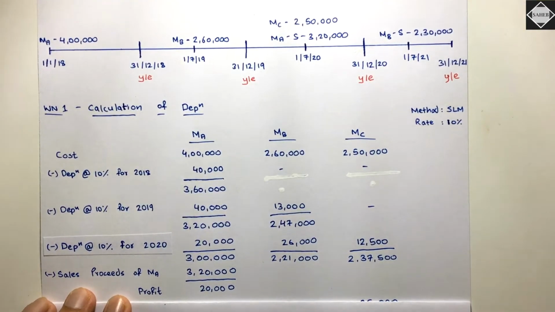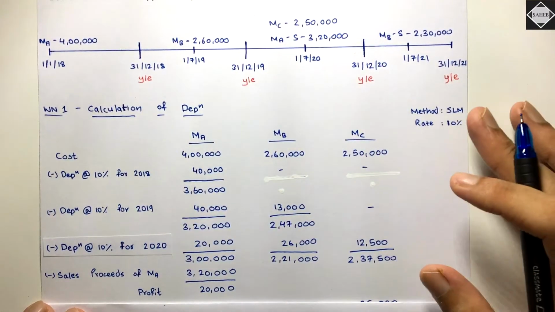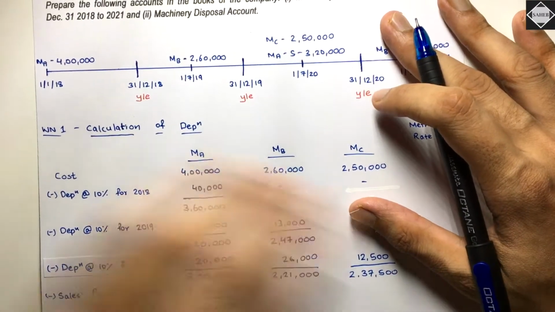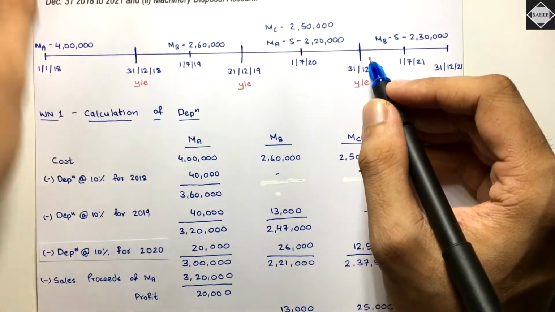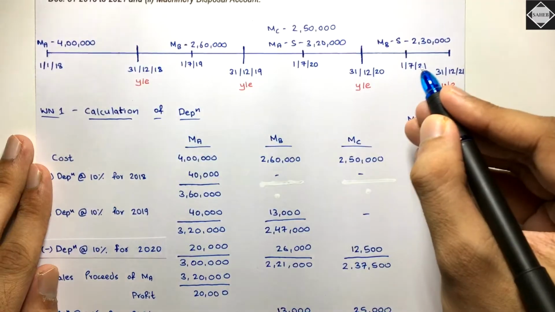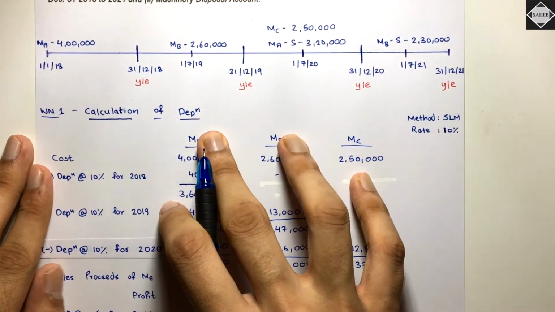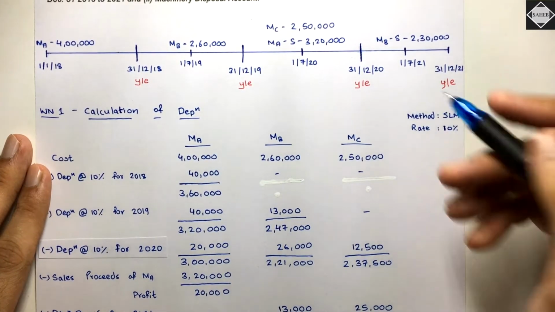Clear? Easy. Now here the sale procedure is done of machine A, so machine A is completely gone. Now let's talk about the next year. In the next year, what's happening? In the next year, if you see in the timeline what's happening? Check the timeline, follow the timeline properly. If you get the timeline right, your working note will be right. If your working note is right, then your ledger accounts will be right. That's the way you have to follow the chronology.